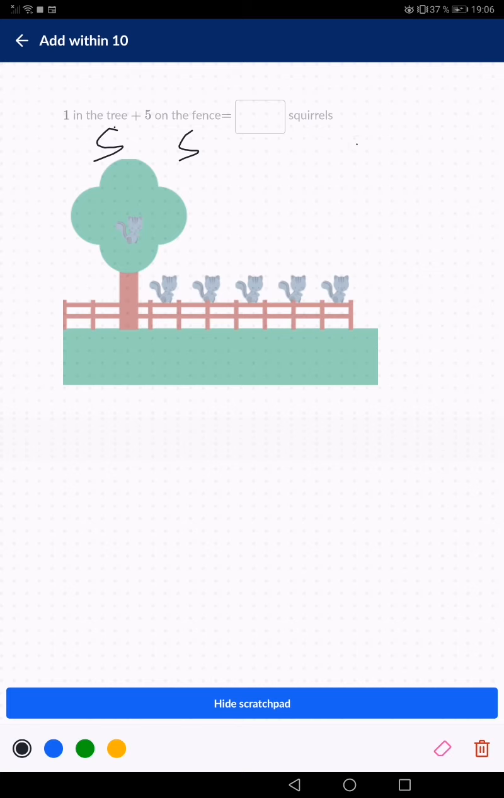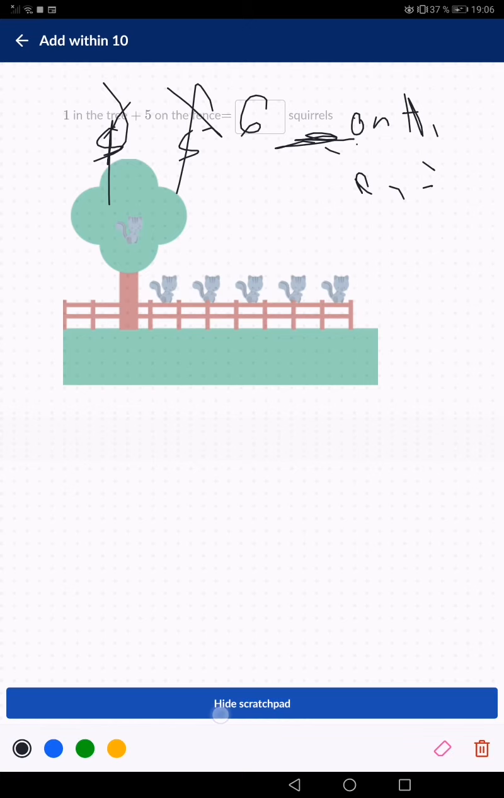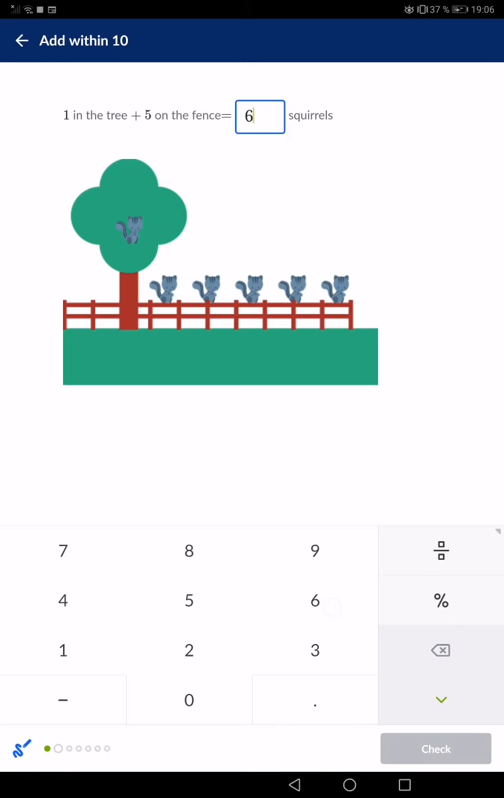It should be then, wait, 1. It should be 6 squirrels on the tree and fence, right? Just 6 squirrels, then it should not talk about fence and tree. Very, very misleading, Khan Academy. Very bad to destroy the thinking patterns of our children.